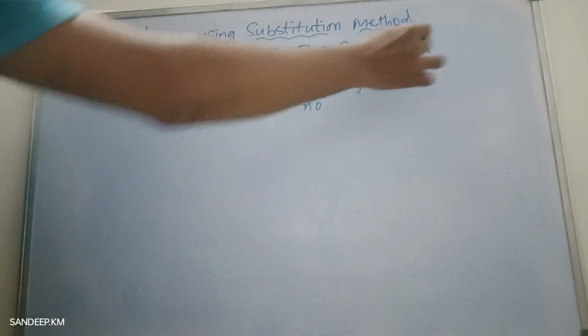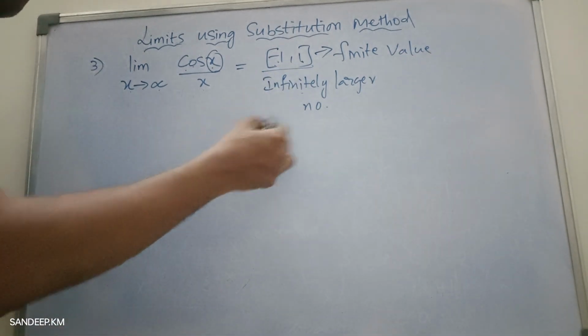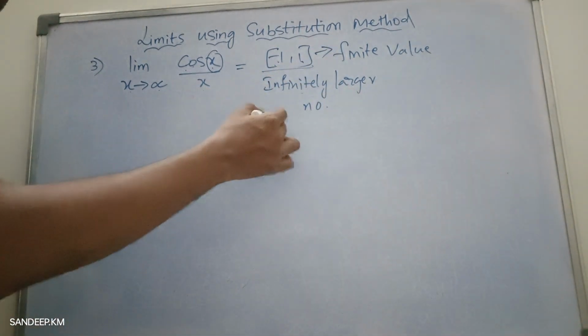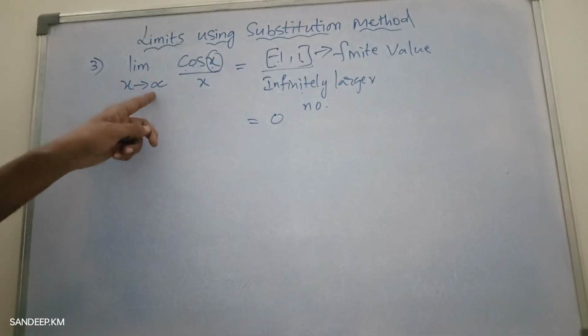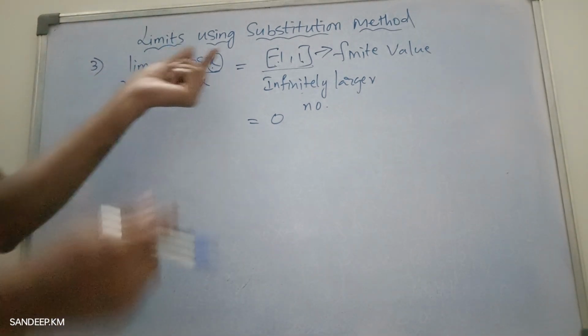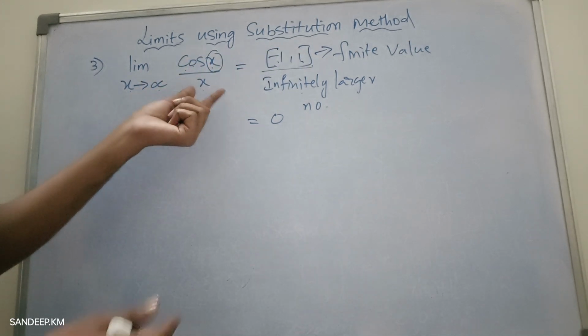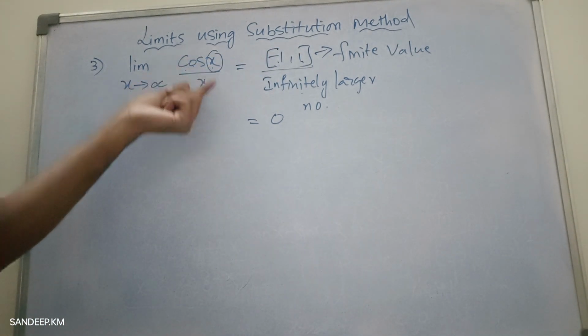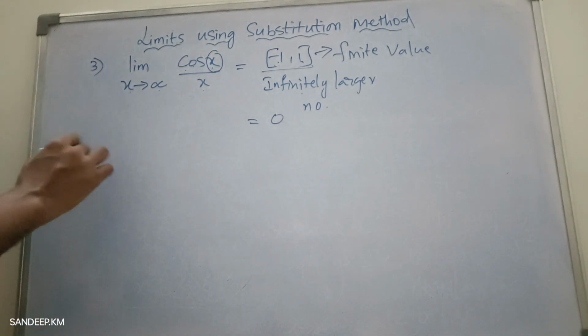Dear students, the numerator is a finite value and the denominator is an infinitely larger value. So a finite number divided by an infinite number will be how much? 0. So when x approaches infinity, cos x is some number between -1 and +1. It is a finite value and the denominator is an infinite value. Finite value by infinite value is how much? 0. Correct or not?